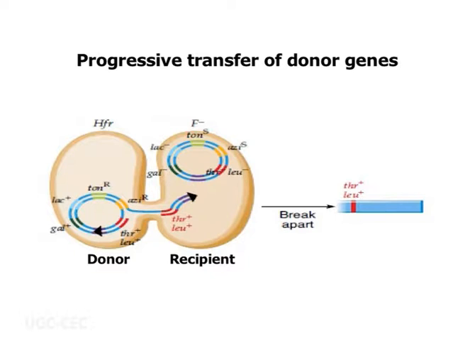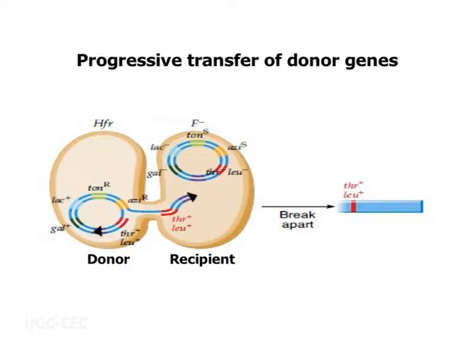It means it was resistant towards the toxicity created by azide. Then it is ton R. It means it is resistant towards infection with T1 bacteriophage. It is lac plus. It means it has its lac operon on. Gal plus, it was streptomycin sensitive.